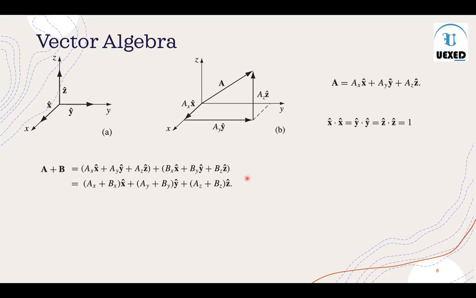However, if you have a dot product of x with y, or y with z, or z with x, then they should be equal to 0. So these are some of the important things that I wanted to explain to you. Similarly, you can find A dot B very simply, because now you know how unit vectors work. So can somebody quickly say what should be A dot B?